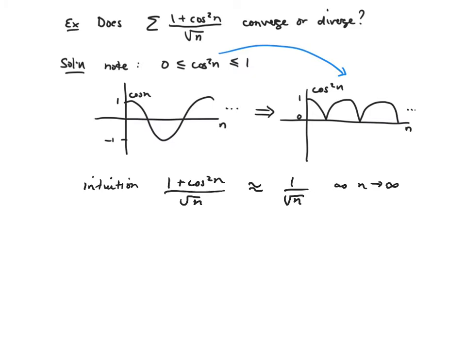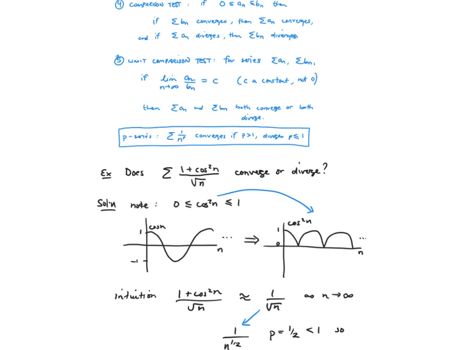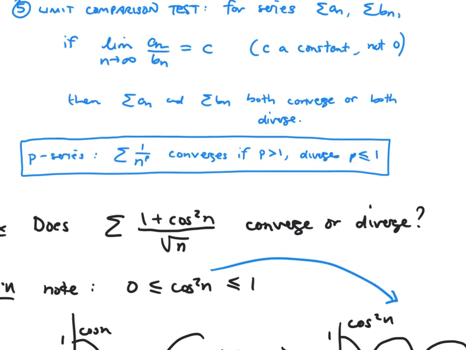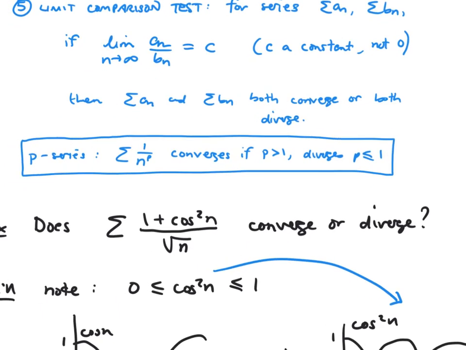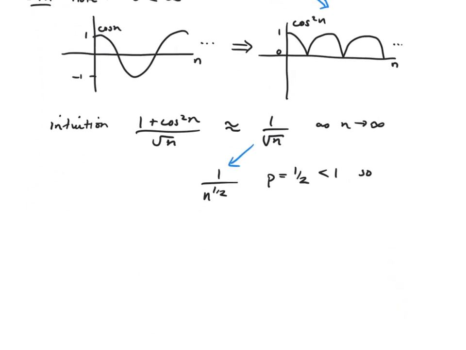And what that tells me, by looking at that term, of course that's the same thing as 1 over n to the half. And that's a p series with p equal to a half, less than 1. And so, again, from my little p series rule here, that's the series 1 over n to the p. If p is less than 1, I'm expecting divergence. All right, so expect divergence.